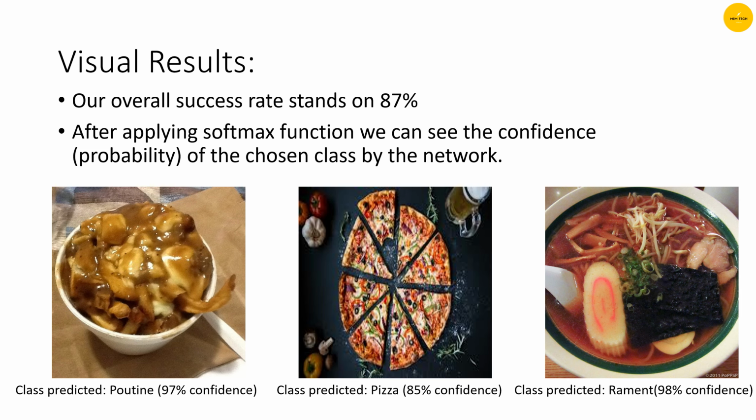This specific picture was taken outside of the 101 database. That is why the confidence is a bit lower, but it shows how robust the algorithm is. While slightly lower than the protein, still a very strong indication for the correct classification. And finally, we identify ramen with 98 confidence. These visual examples, combined with our 87% overall success rate, showcase the effectiveness of our deep learning approach for food image classification.